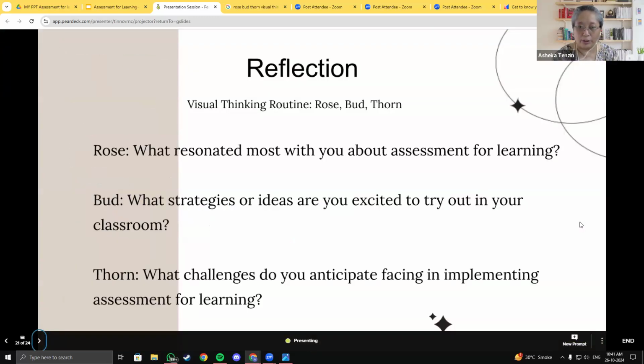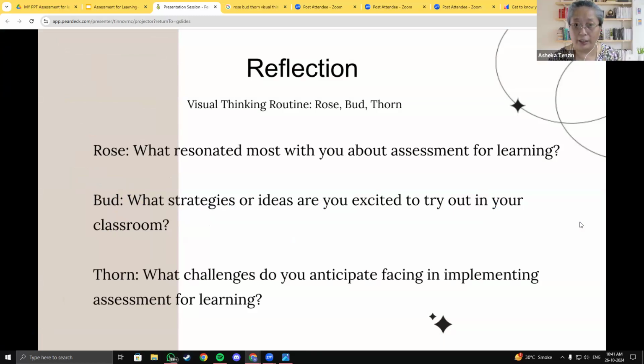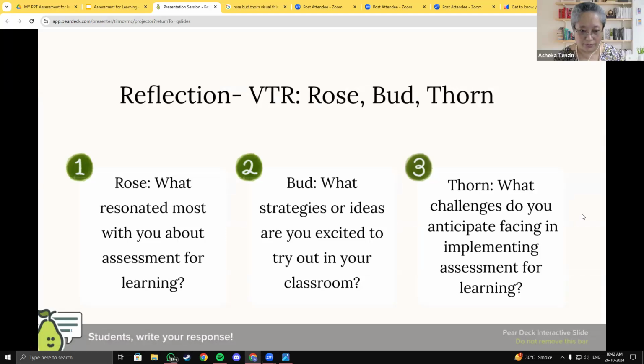So now, going to the end of this session, I'm going to use this particular VTR called Rose, Bud, Thorn. The questions in this VTR are, what resonated most with you about assessment for learning? For the bud, it is, what strategies or ideas are you excited to try out in your classroom? I have given you so many strategies today for assessment for learning. What strategies will you try out in your classroom? And the last question, for Thorn, is, what challenges do you anticipate facing in implementing assessment for learning? So this is the last VTR. You will need to type your responses on this.